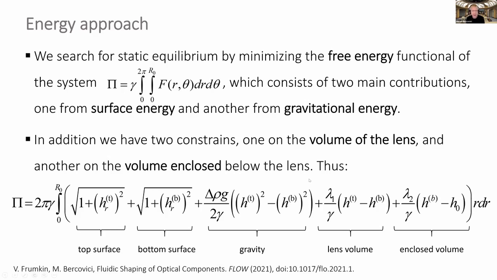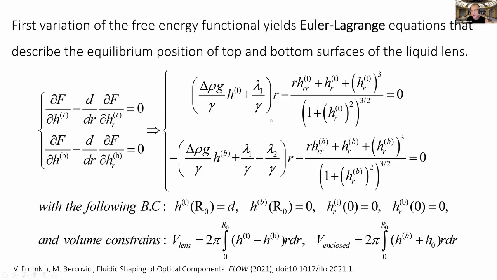So we take this functional, we look to minimize it, we write the Euler-Lagrange equations, and we end up with these equations for the top and bottom surface. Now, note that if delta rho is 0, so we're in true neutral buoyancy, if you take this term and you divide it by r, what you get is exactly the mean curvature of the surface. And what you're getting is that the mean curvature of the surface is constant.